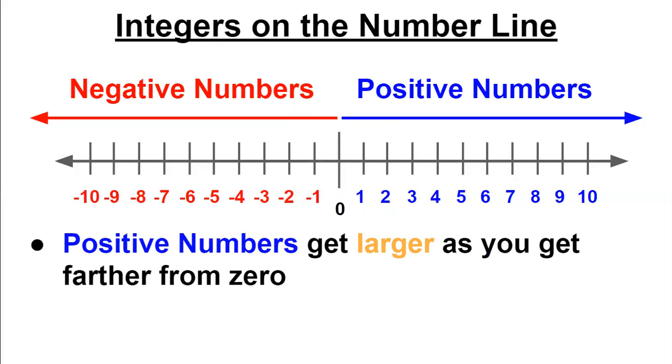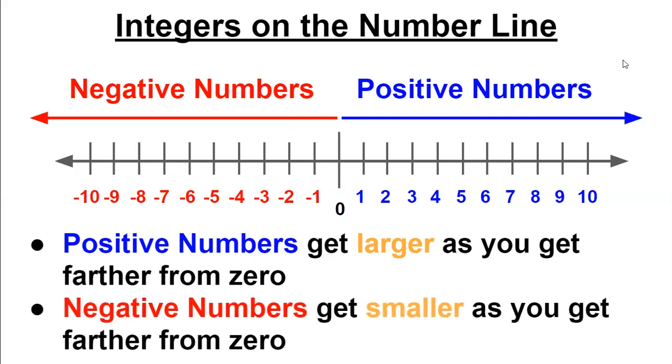Positive numbers, again, get larger as you get farther from 0. Negative numbers get smaller as you get farther from 0. So keep that in mind. Where students normally make mistakes is on the negative side. So try to keep that to memory. In fact, that would be a good thing to do. Pause the video and write those notes down. Positive numbers get larger as you get farther from 0, and negative numbers get smaller as you get farther from 0. That would be an excellent note-taking opportunity.